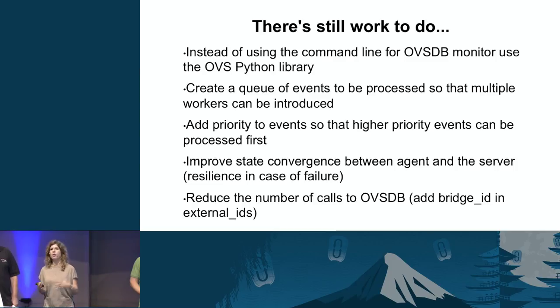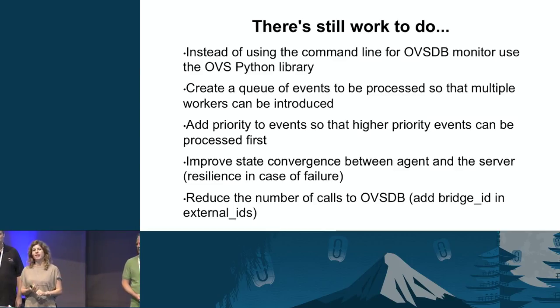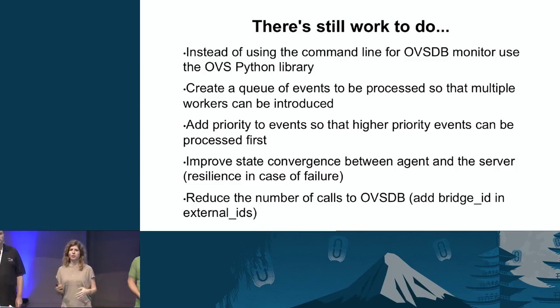For example, right now, when we get the interface details, we need another call to know to which bridge the interface is connected. And this can be easily avoided by adding the bridge ID in the external IDs. And also, one last point that is not in the slide, it was just mentioned in the design summits. Probably having all these bulk calls for the RPC is not really an optimal solution, because especially when the agent starts up, if you have many, many devices, you can incur timeouts. So we also need to find a better way to address that.